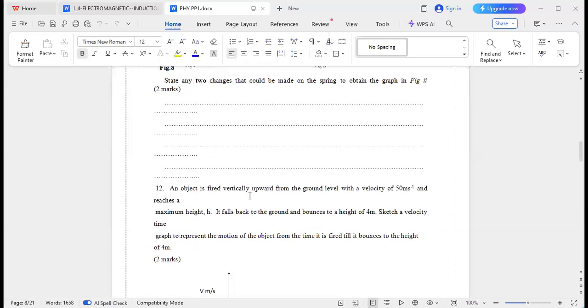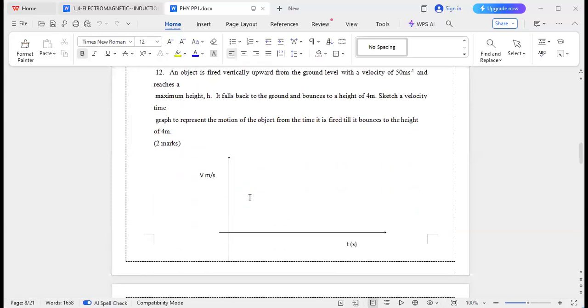Number 12, an object is fired vertically upwards from the ground level with a velocity of 50 meters per second and reaches a maximum height h. It falls back to the ground and bounces to a height of 4 meters. Sketch a velocity time graph to represent the motion of the object from the time it is fired till it bounces to the height of 4 meters.